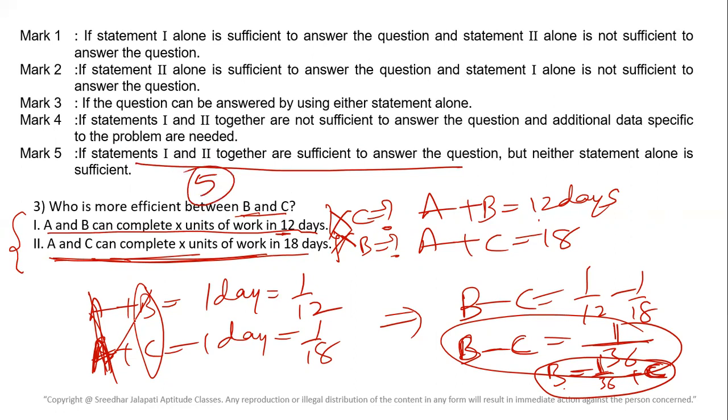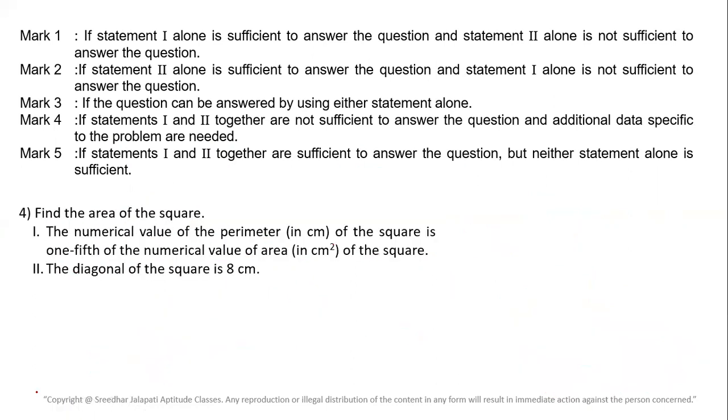By combining both the statements on subtraction, I got the B minus C value, which is 1 by 36. That means B does 1 by 36 work more than C. Therefore, B is more efficient. Okay. Next question. Find the area of the square. If you want to try the question, pause the video.